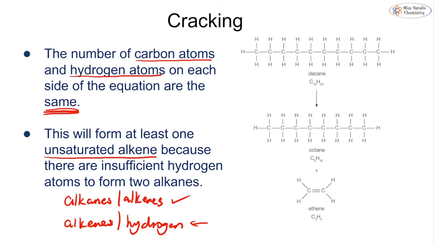And we can see here that we've got decane, C10H22, being broken down into C8H18 and C2H4. So we have an alkane and an alkene, giving us 10 carbons and 22 hydrogens, which is exactly what we started with.